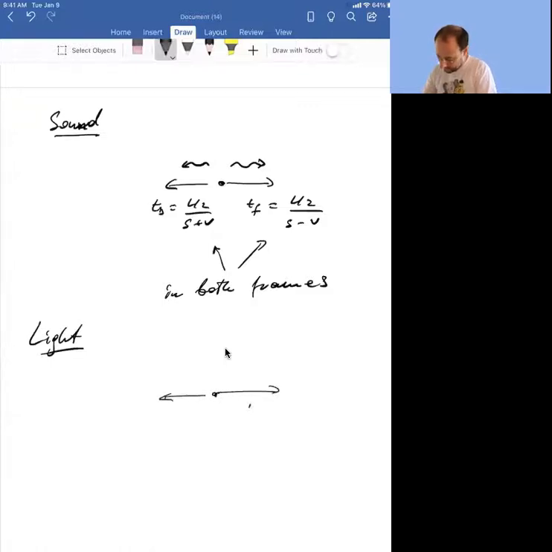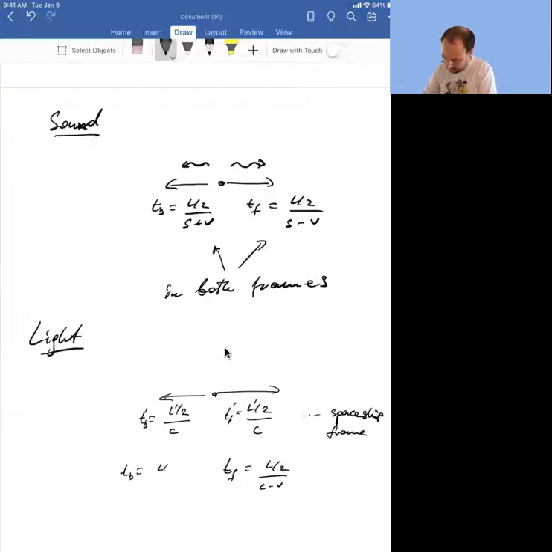it takes L over 2 over C, or I called it L prime. I said that lengths are not the same. We will see why later. And L prime over 2 over C. This is T front. This is T back. So this is the spaceship frame. But we saw, let's call it primes, right? But we saw that T front equals L over 2 divided by C minus V, and T back equals L over 2 divided by C plus V. This is the so-called ground.